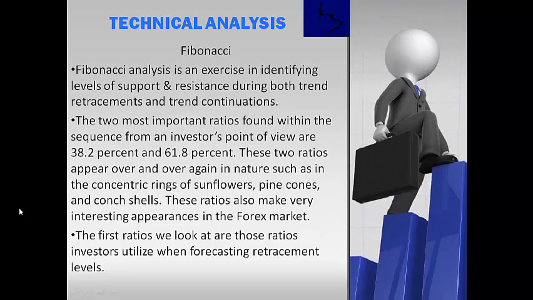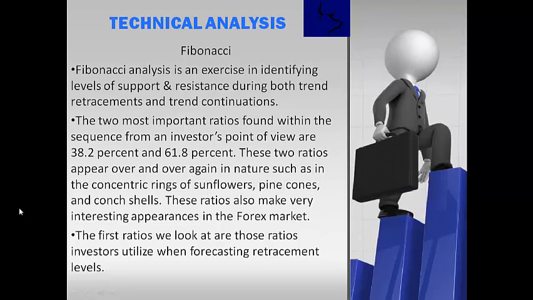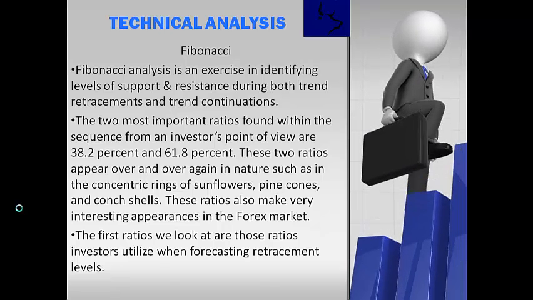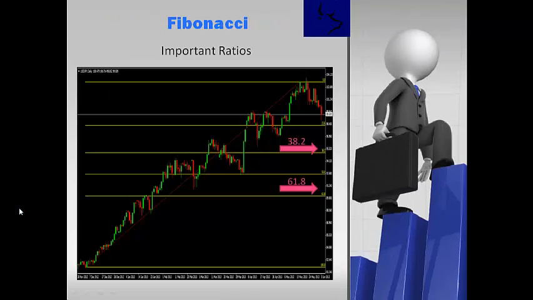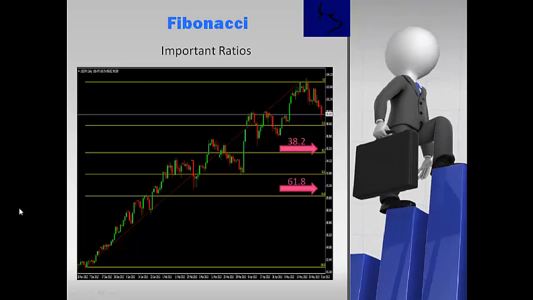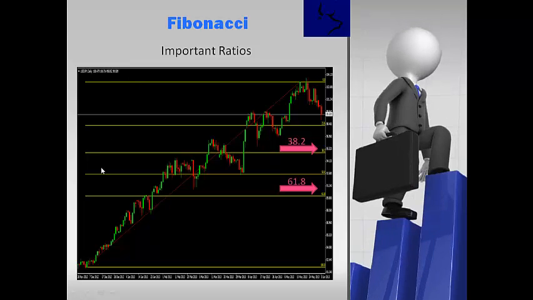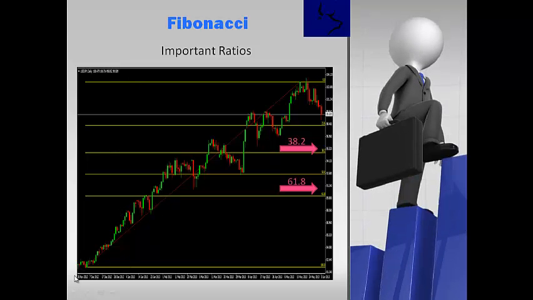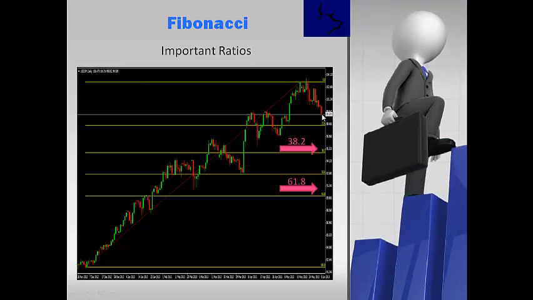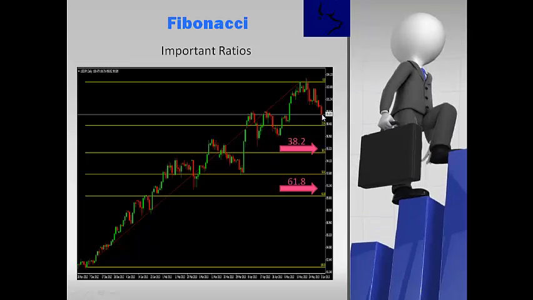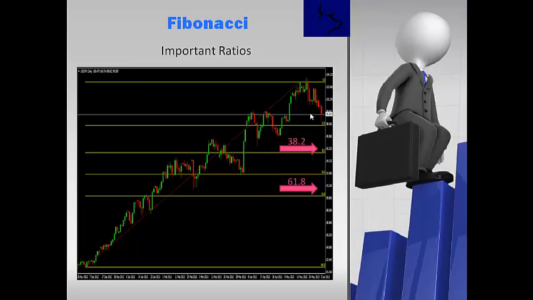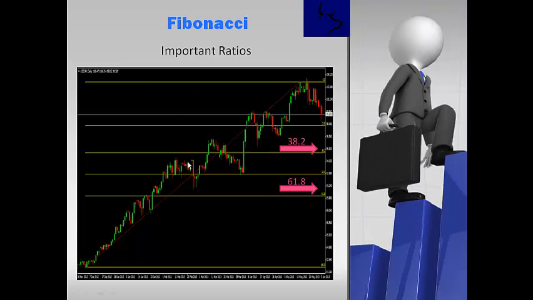The first ratios we look at are those two ratios investors utilize when forecasting retracement levels. So in here we have a real platform, an MT4 platform, and we have the US dollar and the Japanese yen. The period starts in January 2013 and ends in June. Today is the 17th, so it ends today actually. So this is real currency trading right now.